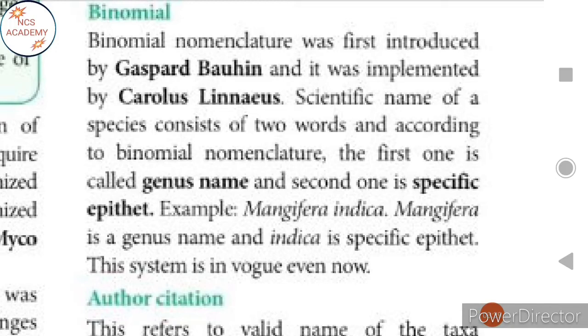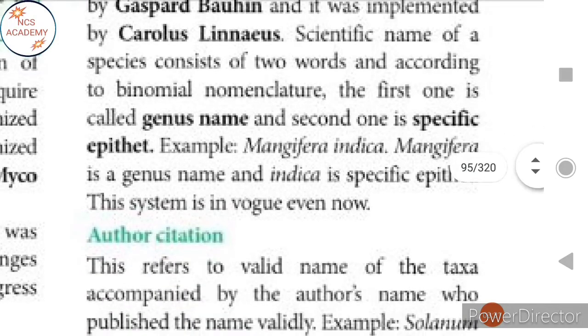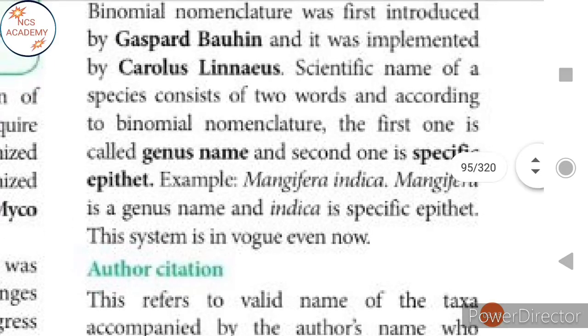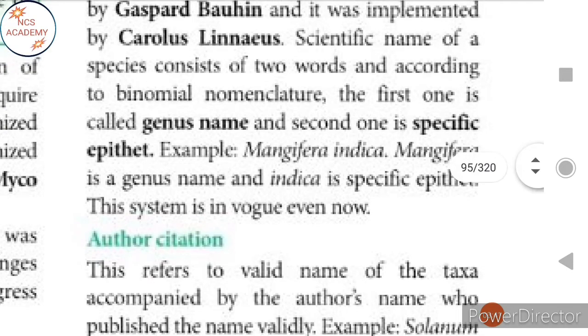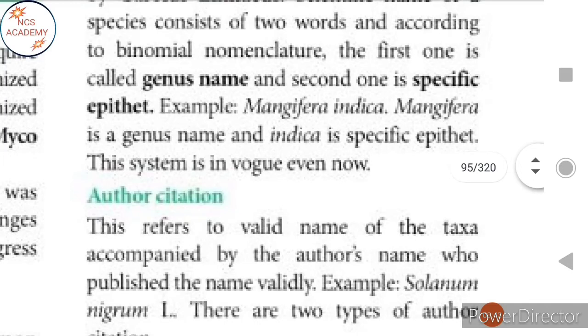So, for example, Mangifera indica. This is the binomial name of mango, in which the first word, Mangifera, refers to the genus name and indica is the specific epithet. This is the binomial system of nomenclature. Likewise, a polynomial system of nomenclature also existed.